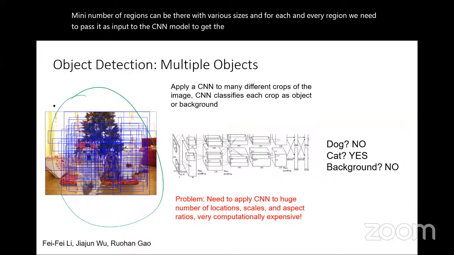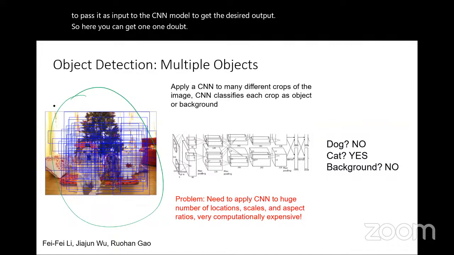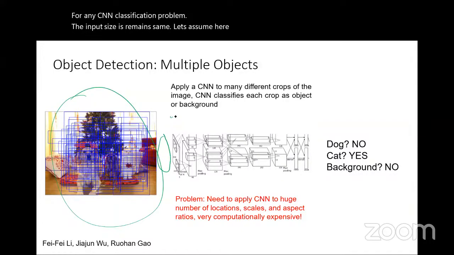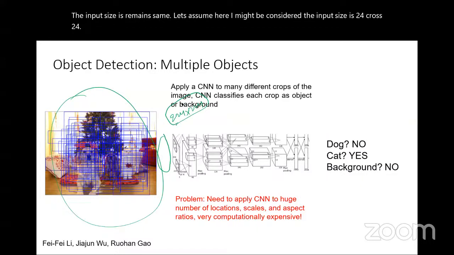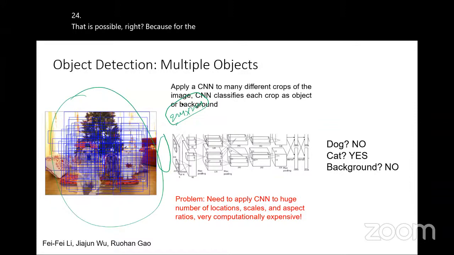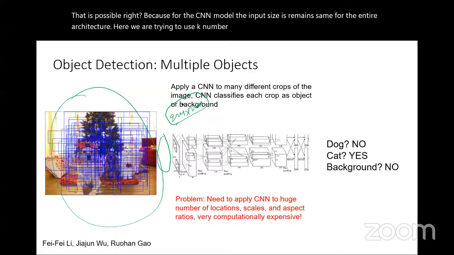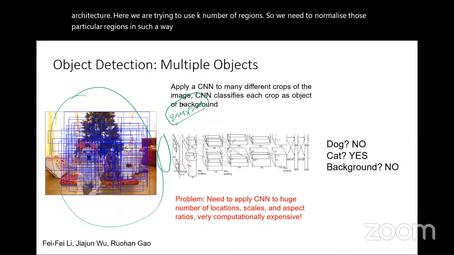So here you may get one doubt: for any CNN classification problem, the input sizes remain the same. Let's assume the input size is 224 cross 224. That is possible, right? Because for the CNN model, the input sizes remain the same for the entire architecture. Here we are trying to use k number of regions. So we need to normalize those regions in such a way that the architecture should not be hampered. So this is one observation.